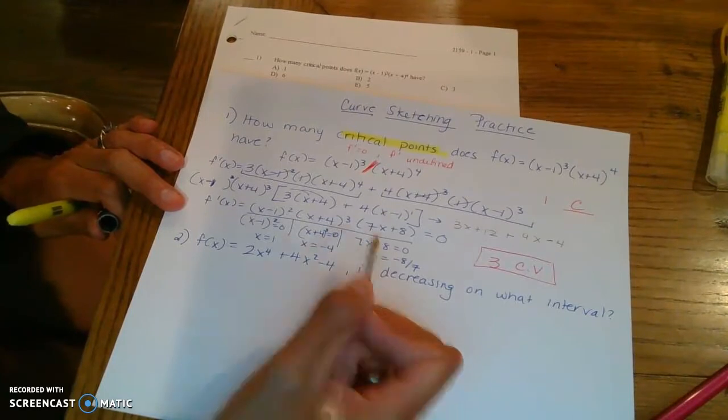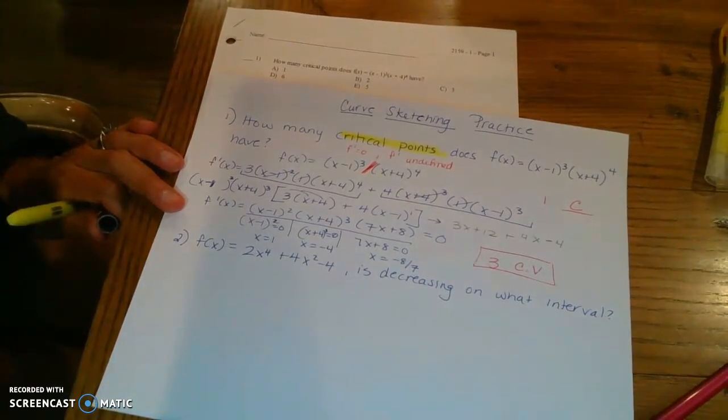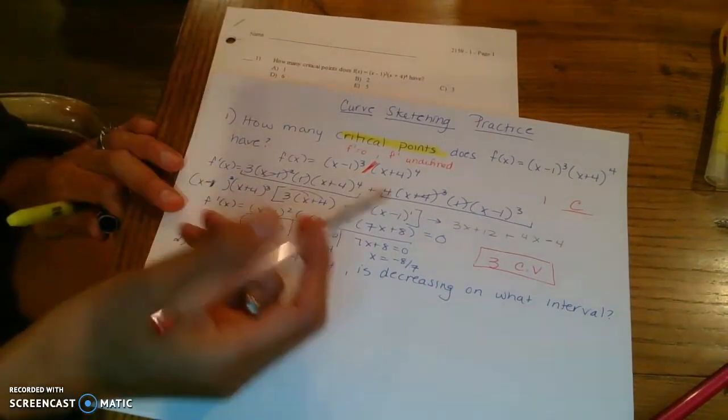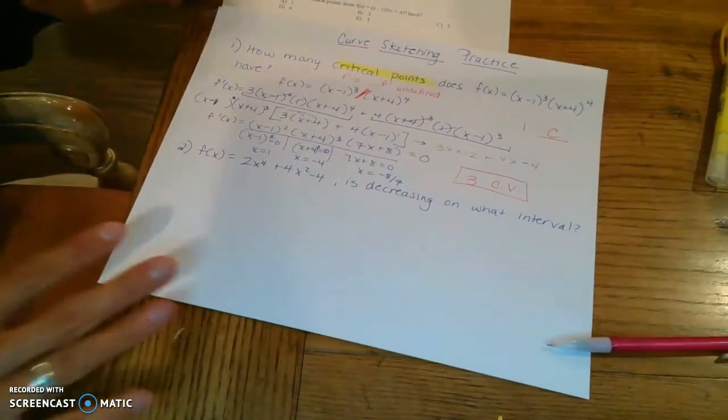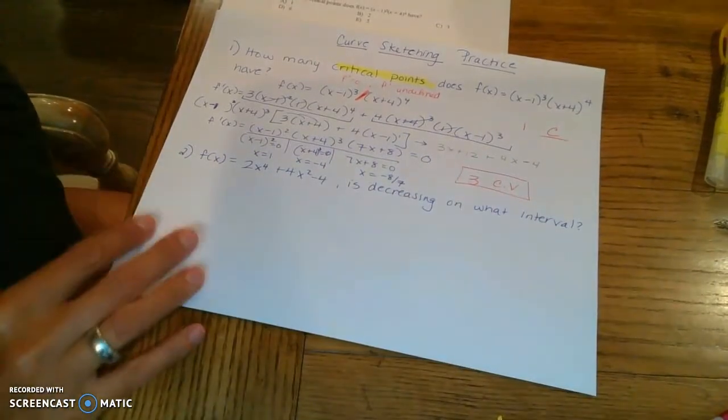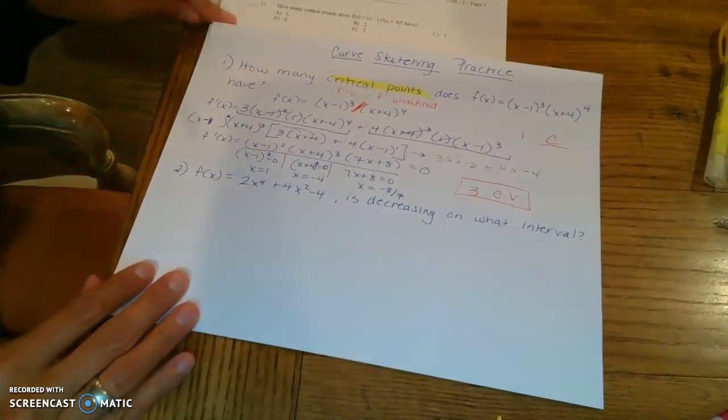The question was just how many critical points does this function have? And the answer is 3. Okay, moving on. The most important thing that I want you to get from today's video is understanding the vocabulary and exactly what question they're asking.